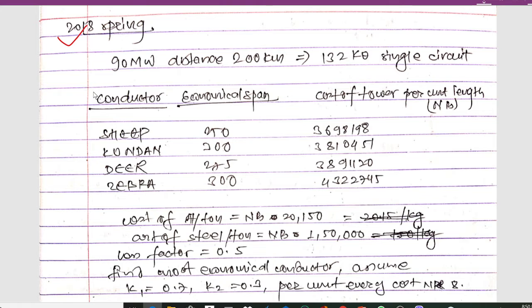So here you can see in the question we have been given a 90 megawatt load, a distance of 200 kilometers, and a 132 kilovolt single circuit line. Different conductors and their economical spans are also given in this column. Similarly, the cost of tower per unit length for each conductor is also given.